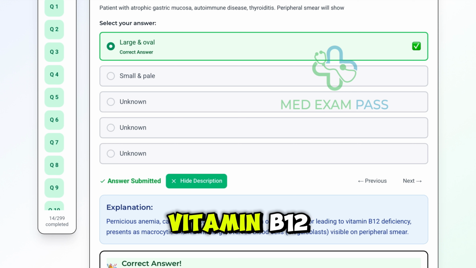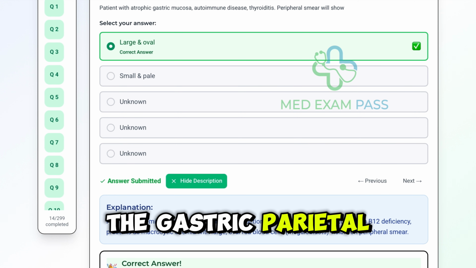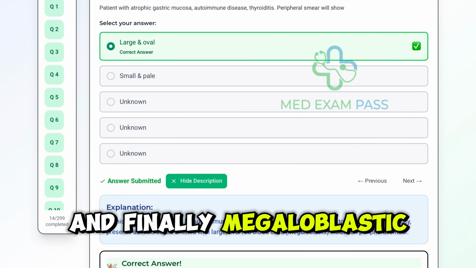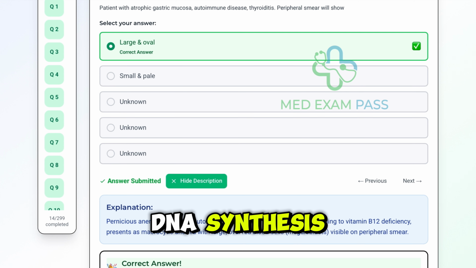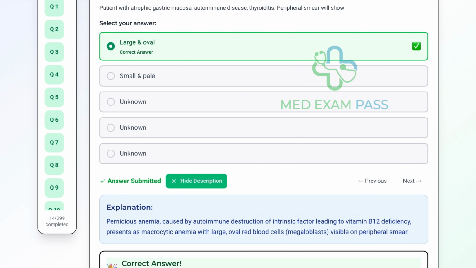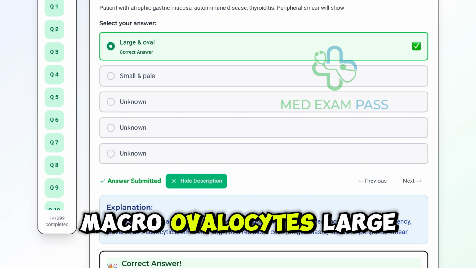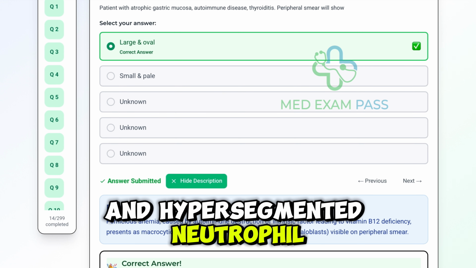Without intrinsic factor, vitamin B12, another name is cobalamin, cannot be absorbed in the terminal ileum. So the pathology is simple: autoimmune destruction of the gastric parietal cells, loss of intrinsic factor, impaired absorption of vitamin B12, and finally megaloblastic anemia, due to impaired DNA synthesis. What would be the laboratory findings? In the peripheral blood film, the cells will be very large, macro-ovalocytes, and hypersegmented neutrophils. Keep that in mind.